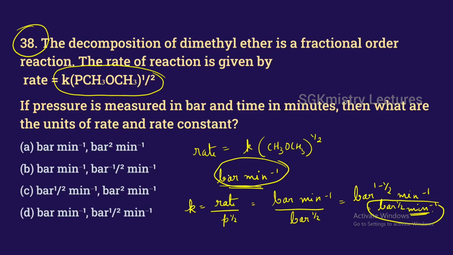So that's why instead of mole, the concentration mole per liter, we are taking it as bar. So bar per minute, that will be for the rate. So bar per minute, we have these three options. So this you can easily remove off.